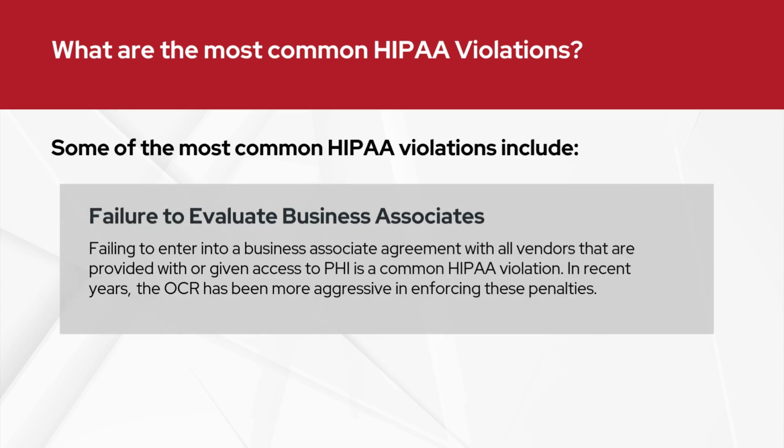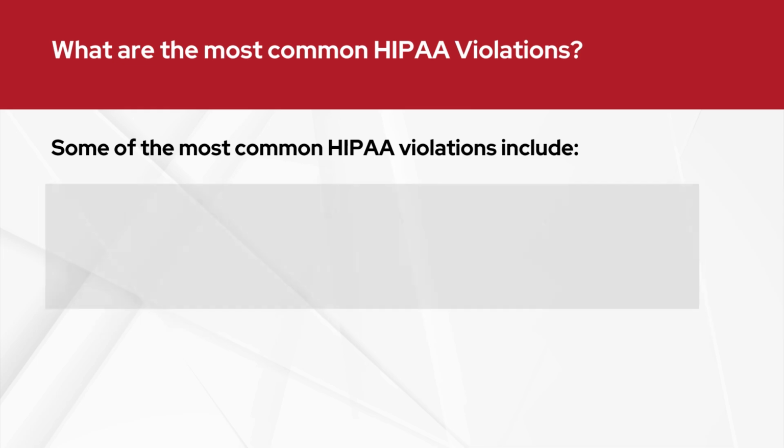Failure to evaluate business associates. Failing to enter into a business associate agreement with all vendors that are provided with or given access to PHI is a common HIPAA violation. In recent years, the OCR has been more aggressive in enforcing these penalties.